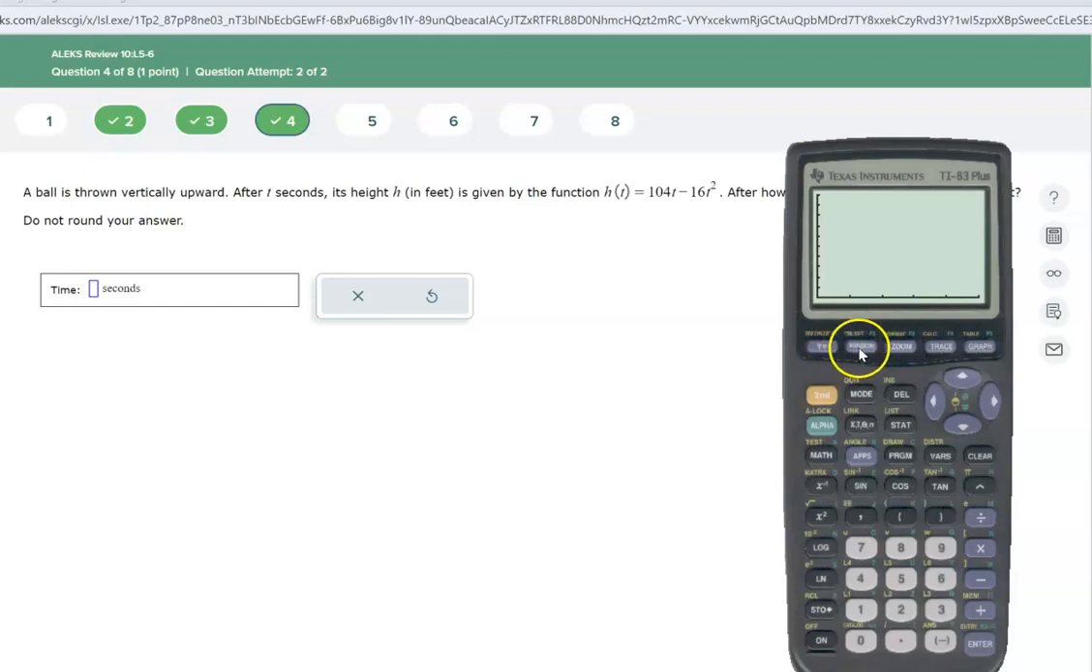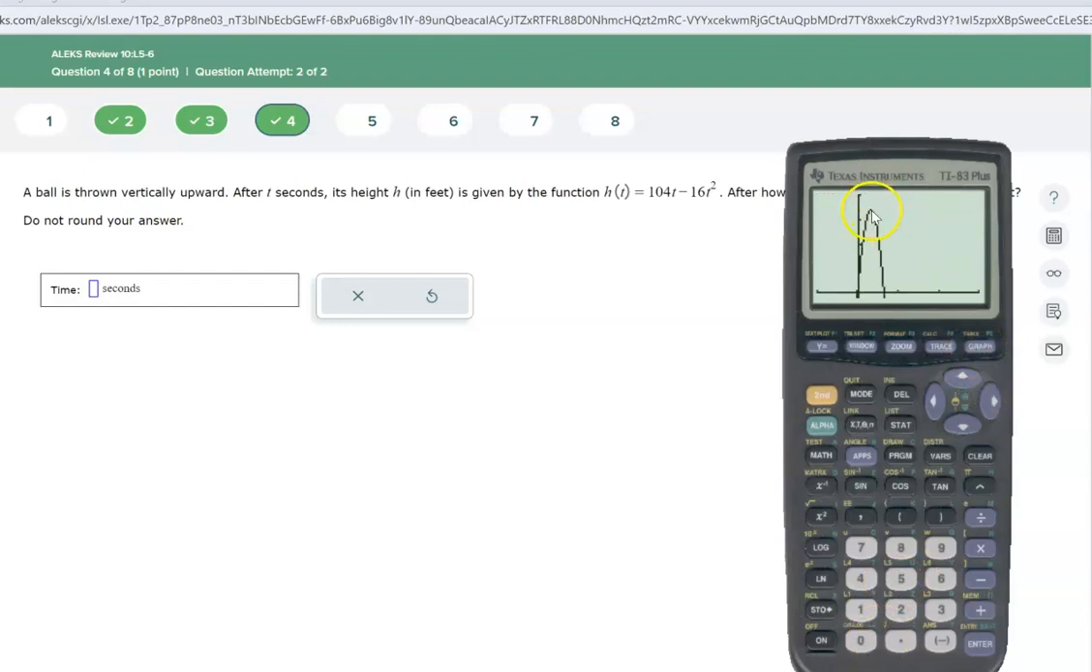I'm going to have to set my window settings. So let me go back to Zoom. See if I can see it here. I can see part of it, so I have to extend my x maximum. I'll go 30, and I'm going to count by tens. My y minimum, I'll keep at negative 10. The maximum, let me just go 200, count by 50s. Let's see if that shows up.